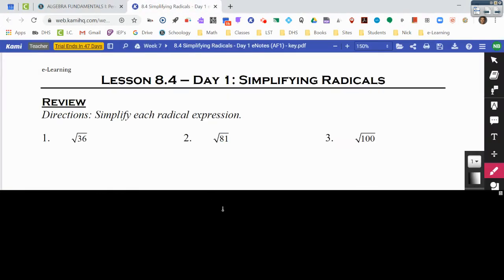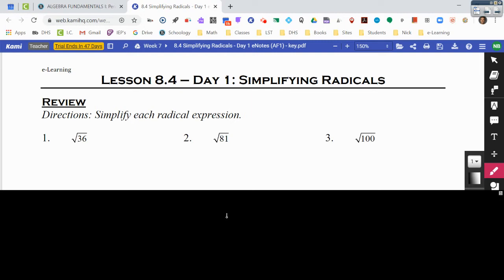All right, so today we're going to be talking about simplifying radicals, and this is day 1 of it. Then on Friday, we're going to do day 2, hopefully in person during our Google Meet time. If you're not able to make that Google Meet for whatever reason, you will have to watch that Edpuzzle video to go over what we're going to do in the Google Meets.